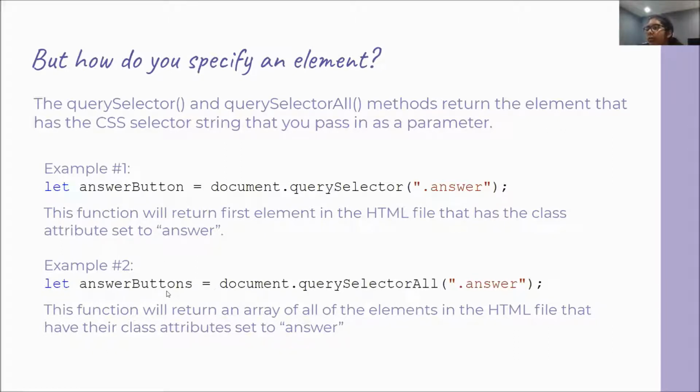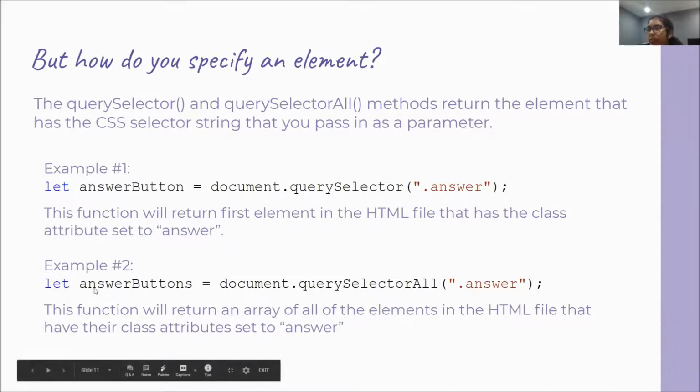But in this second example, we have querySelectorAll, which means that it selects all of the elements in the HTML that have the class answer. It's not just going to select the first one. It's going to go past the first one and select all of them. And so answerButtons is going to have an array of all of the elements that have the class attribute set to answer.